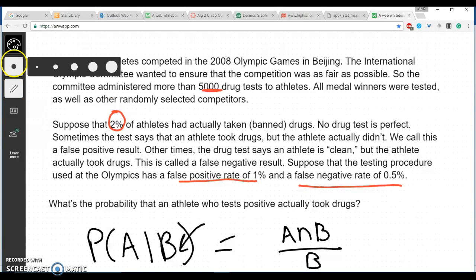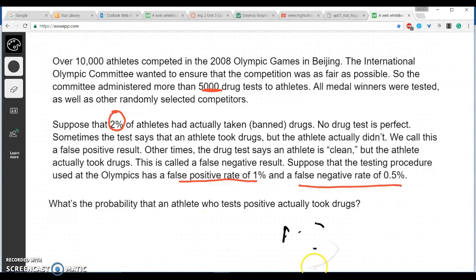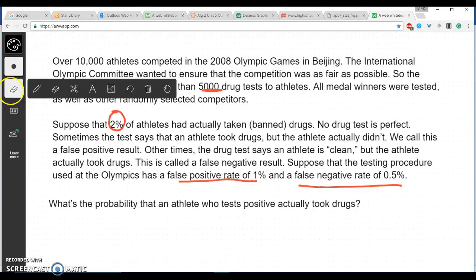So it's very similar when we have a table, but when we have a tree diagram, there's more information, but it's not too hard to do. So we're going to try this today. So here's the first thing we're going to do. We're going to read through, and I've already circled some of the stuff that's important.